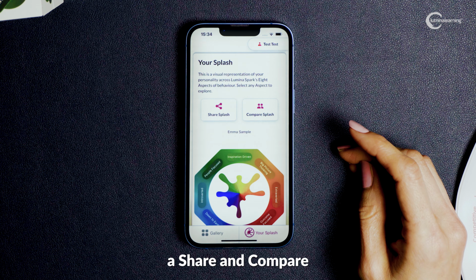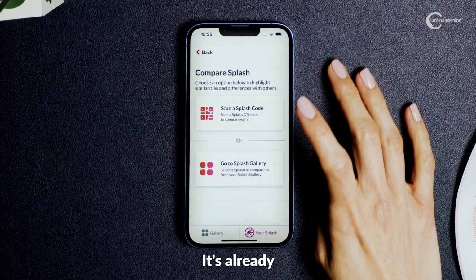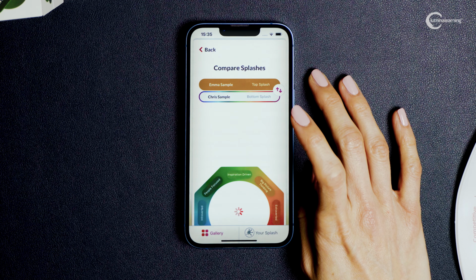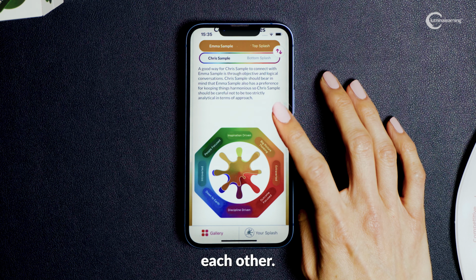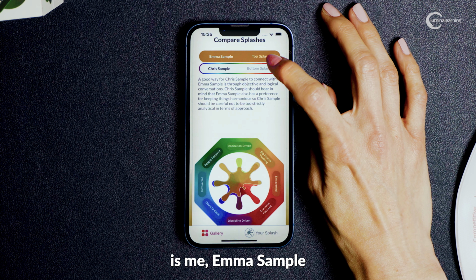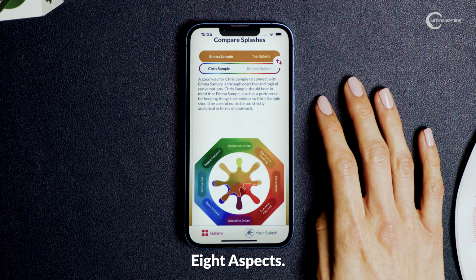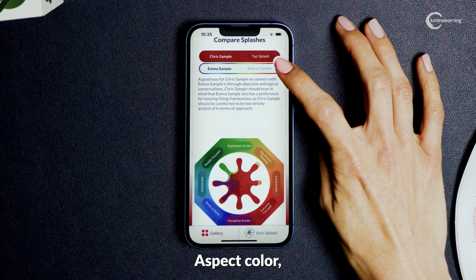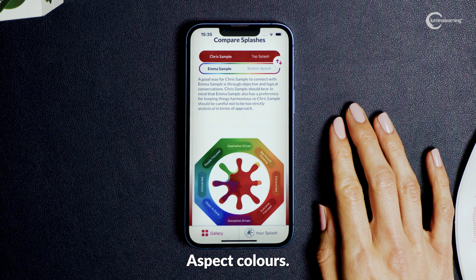I'm going to do a Share and Compare, comparing me to my friend Chris. So I'm going to click on Compare. It's already in the gallery, so I'll go to Splash Gallery. And here we have my friend Chris sample. So now we can see both of our splashes overlaid on each other. And we can see that the one that's showing in yellow is me, Emma sample, and my friend Chris sample is the one that's in the full colors of the 8 aspects. We can actually switch it around so that Chris sample is now in his top aspect color, which is this dark red color, and that Emma is now the one in the full 8 aspect colors.